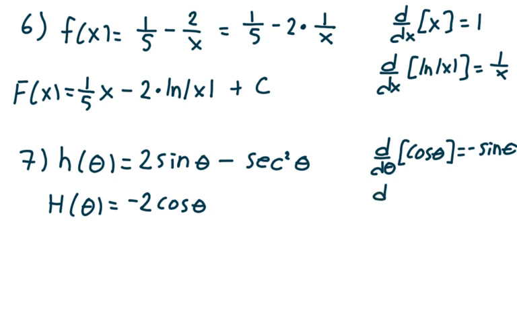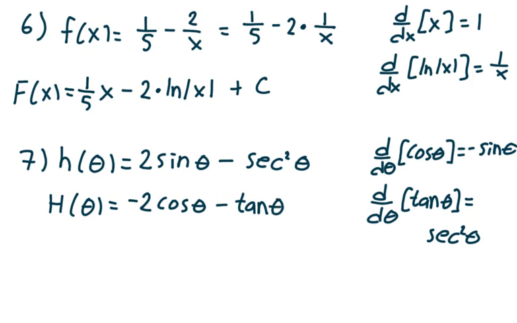And then the derivative with respect to θ of tan θ is equal to sec²θ. So I get to subtract tan θ and then add C. And that's number 7. Example 8.